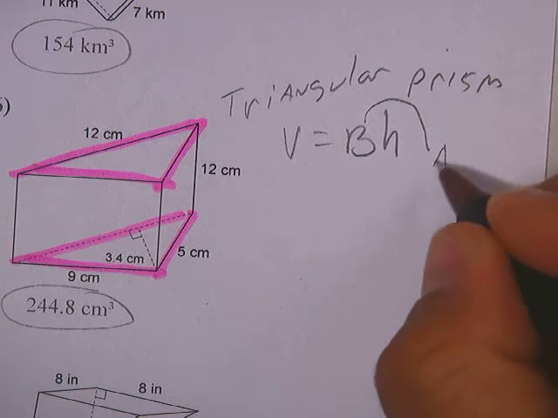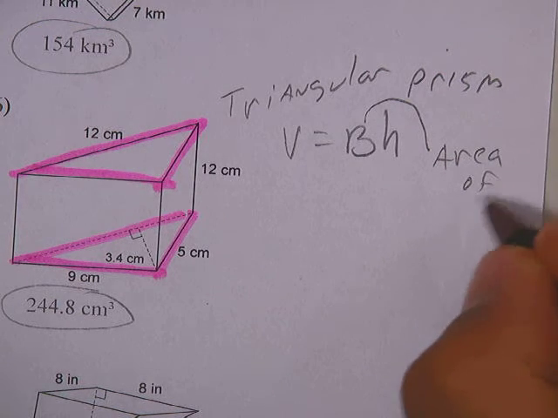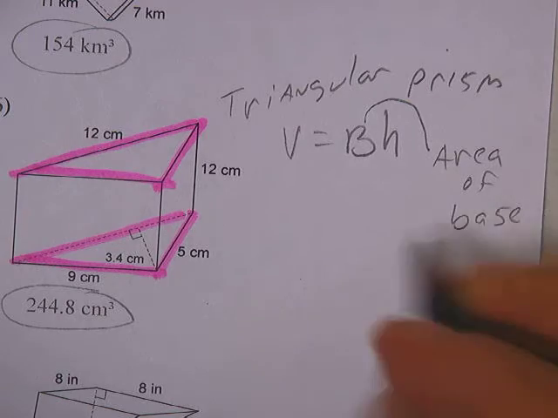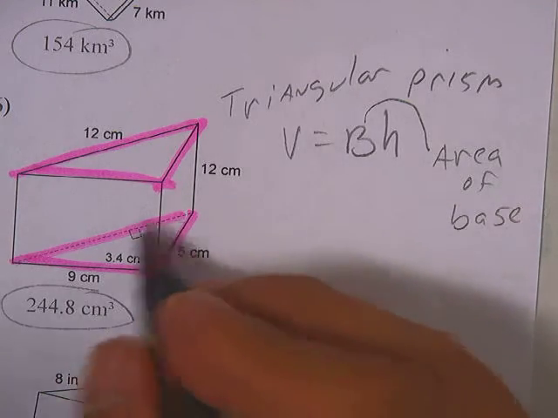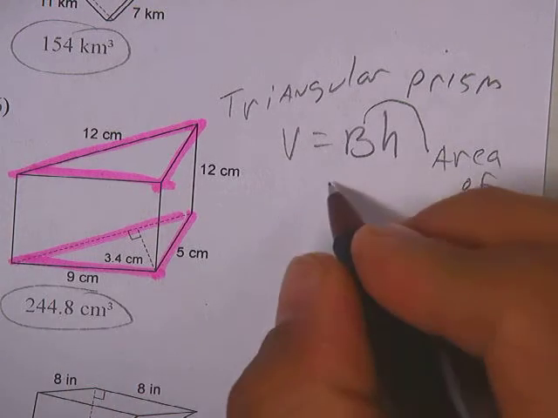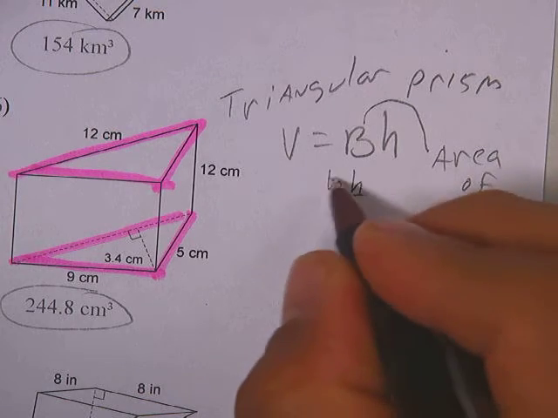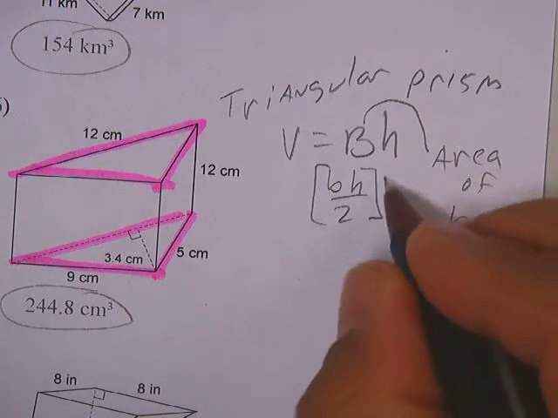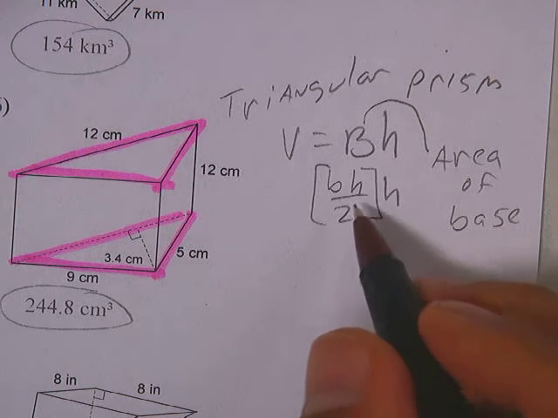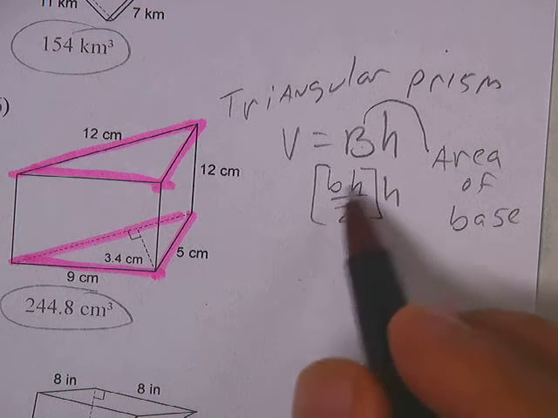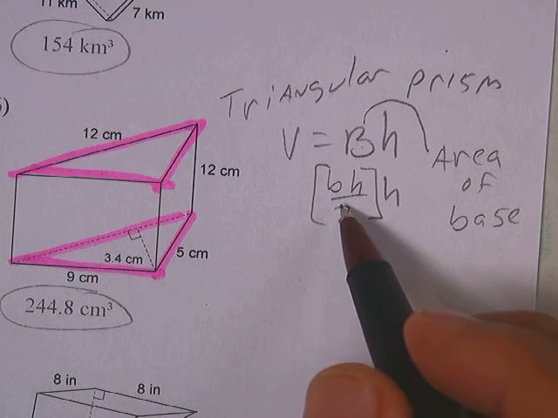Well, remember this capital B is the area of the base. So then think there, if that's the area of the base, well, how do you find the area of a triangle? Well, base times height divided by 2, times the height. So this is the equation you're going to use. This capital B is this part.